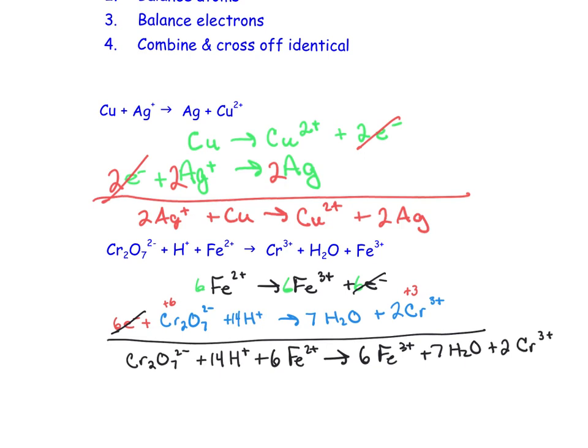If I go back and double check, I have 2 chromium on the left, 2 chromium on the right, 7 oxygens on each side, 14 hydrogens, 6 irons. My total charge on the left is -2 plus 14, which is plus 12. Plus 12 is 24. 18 and 6 is 24. So that is how we balance redox reactions.